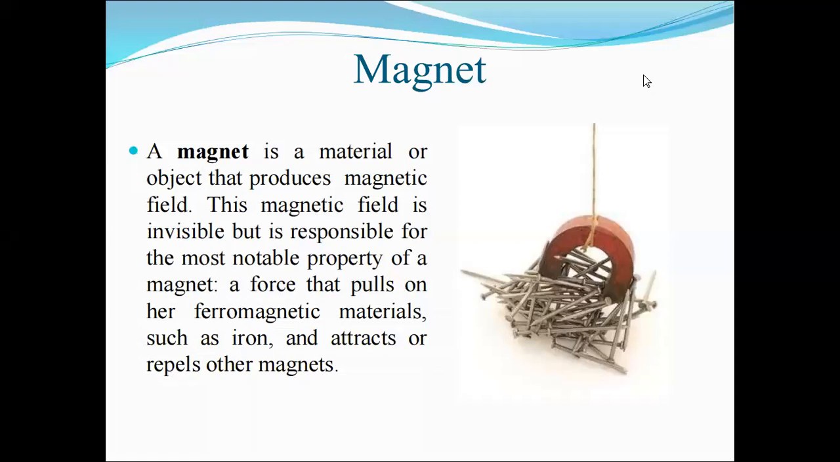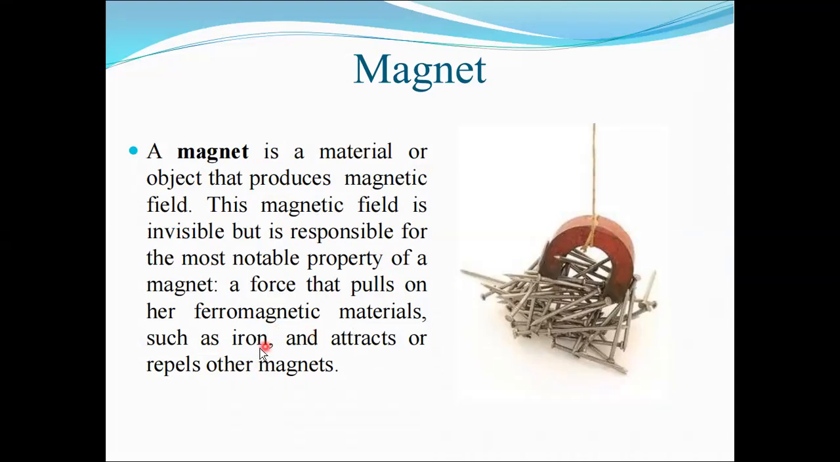Okay, first of all, what is a magnet? Actually, a magnet is a material or object that produces a magnetic field. So we'll discuss the magnetic field, but before that, we'll discuss what is a magnet. A magnet is a material or object that produces a magnetic field. This magnetic field is invisible, but is responsible for the most notable property of a magnet: a force that pulls on ferromagnetic materials, such as iron.